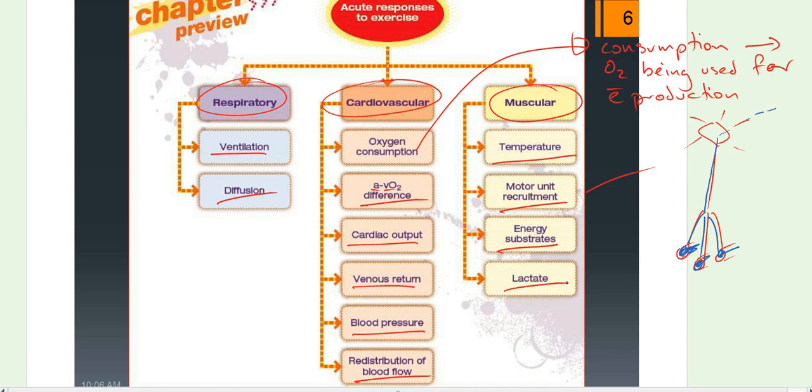Lactate production. Lactate production increases during physical activity, and associated with the lactate we have hydrogen ions. Now hydrogen ions also increase during physical activity. If we have lactate and hydrogen ions, this is when we have lactic acid.